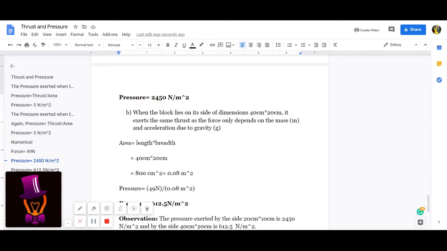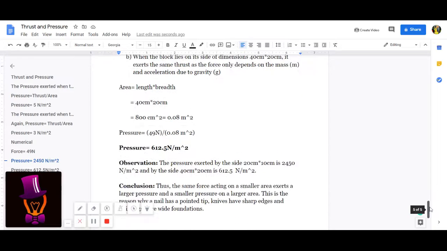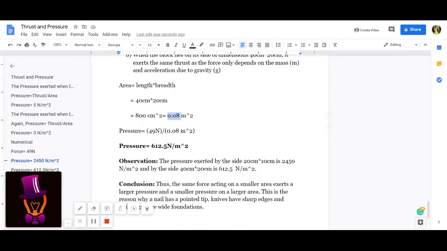Now pressure is equal to thrust or force by area. Thrust is 49 Newton and the area we just calculated is 0.08 meter square. 49 divided by 0.08 is 612.5, and when we include the SI unit of pressure, we get Newton per meter square. So therefore it's 612.5 Newton per meter square.